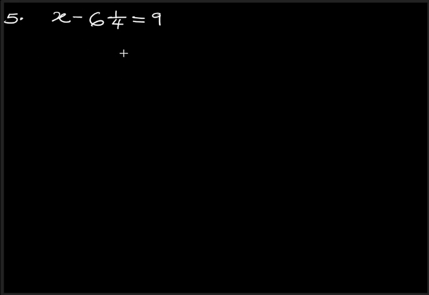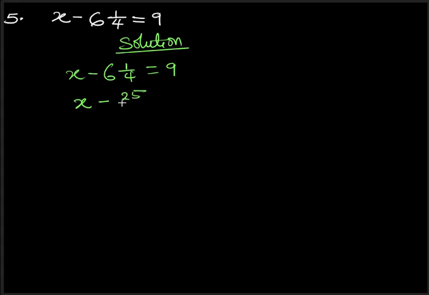And then we move to number 5. I think this should be our last example. x minus 6 whole number 1 all over 4 equal to 9. What would that give us? We need to change the mixed fraction to an improper fraction. That would be x minus 25 all over 4 equal to 9.